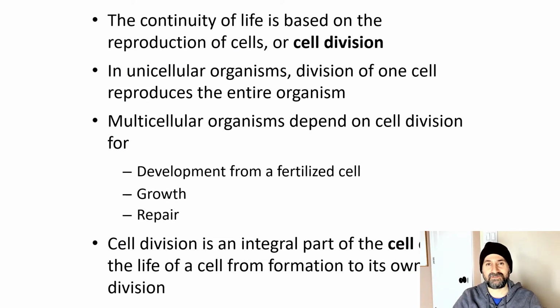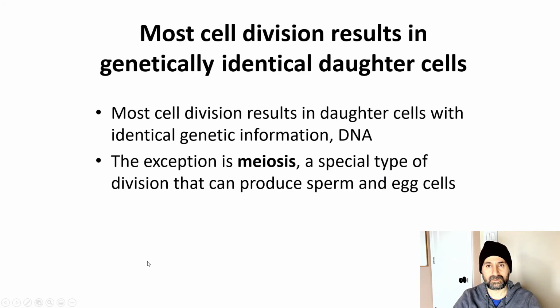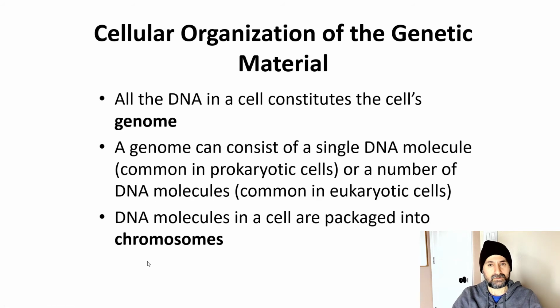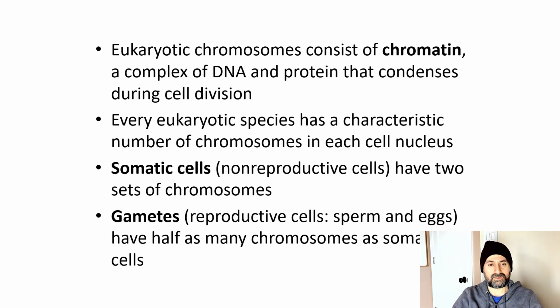Obviously, please know the definition of the cell cycle. So know what the cell cycle is. Here's the definition for you. We want to know the difference between somatic cells and gametes. Remember, somatic cells are the non-reproductive cells that have two homologous sets of chromosomes. These are basically any cell in your body that is not the gametes, is not the sperm or the egg.